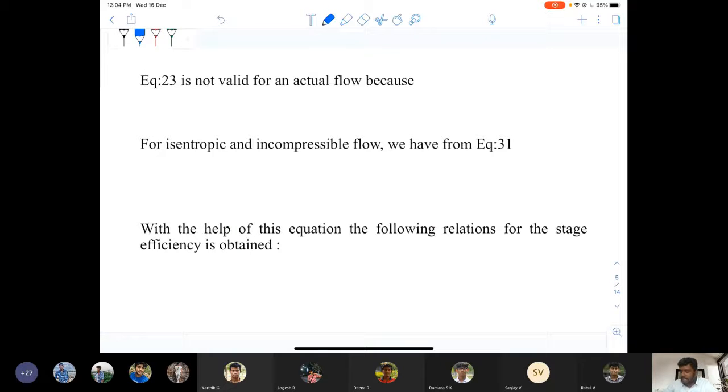Equation 23 is not valid for the actual flow process. That is, equation number 23 is delta P of the stage divided by rho is equal to delta H of the stage is equal to W. This is equation number 23. This we have derived yesterday.